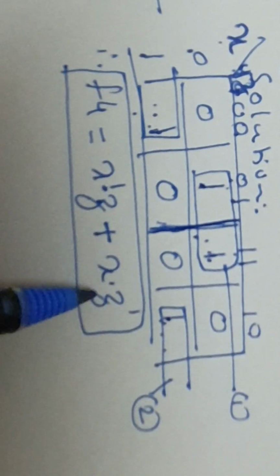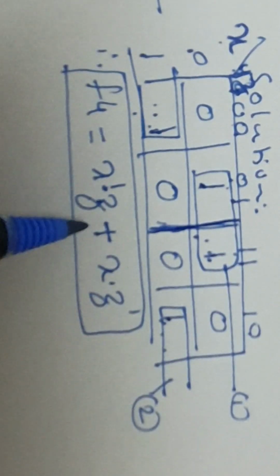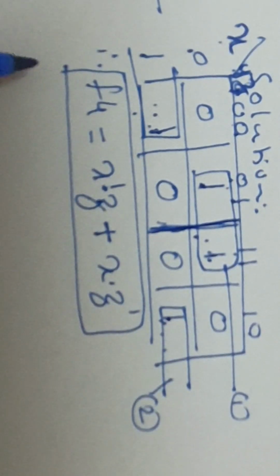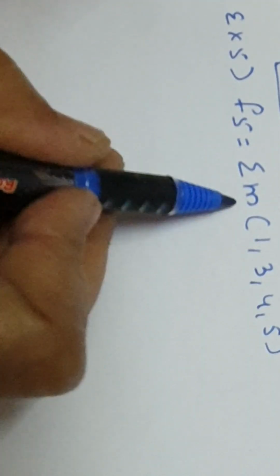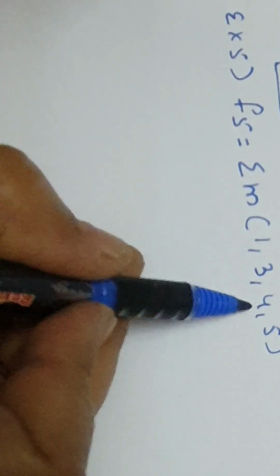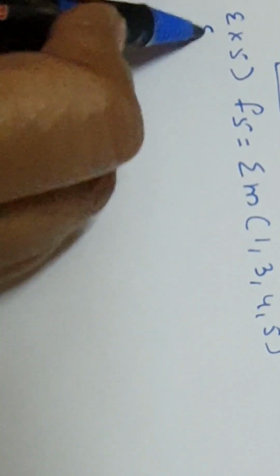Hence both are essential prime implicants. So this we can understand better when we go for the next example. Let us consider the fifth example, F equal to sigma m of 1, 3, 4, 5. We have to simplify this using a K-map.